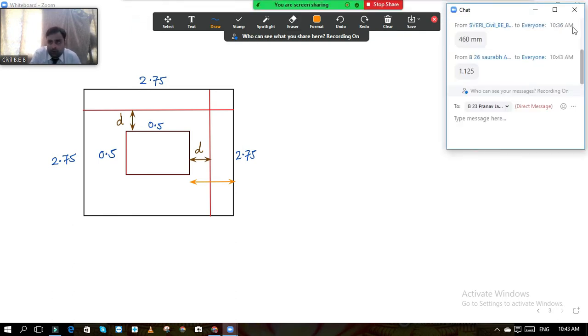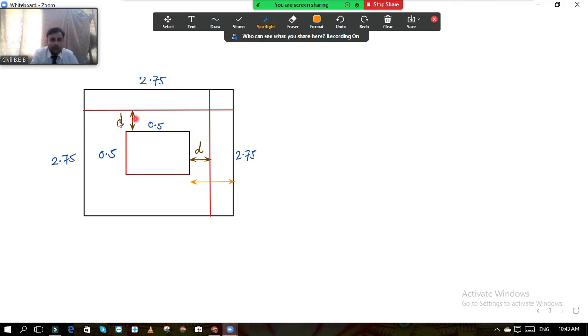It is 1.125. Okay, answer is correct. 1.125. How can we calculate this? See here. This total is how much? 2.75. Okay, this total is how much? 0.5. So if I show you, the centroid is somewhere here. And I have already told you this is not an eccentric column or eccentric footing. So the CG of the column and CG of the footing are lying on the same point. So now if this total is 2.75, from this centroid the distance will be 2.75 by 2.